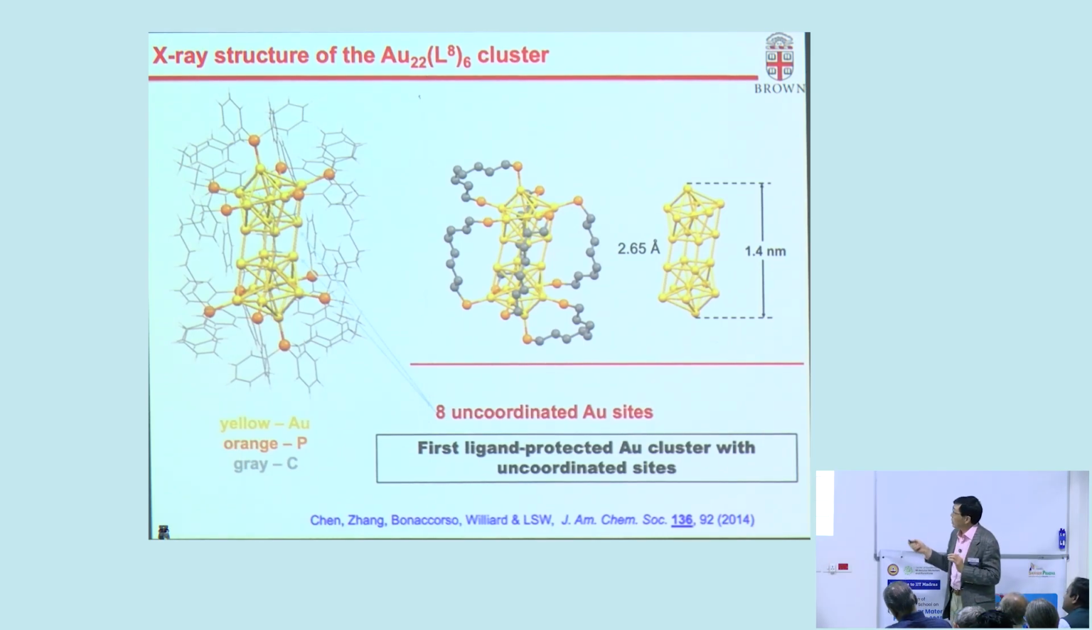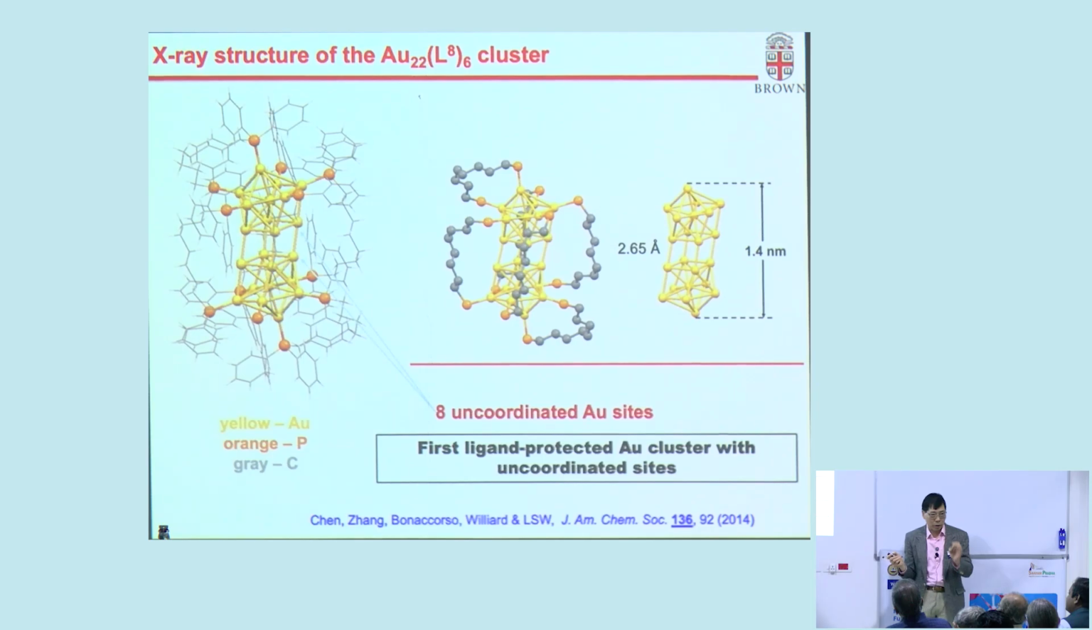What's beautiful is there are 6 ligands, right? So you have 4 bridging ligands, then you have 1 ligand on each unit. What's important is these 8 gold atoms in the interface between the dimer are not coordinated, right? So they are free. This is the essence of a design.